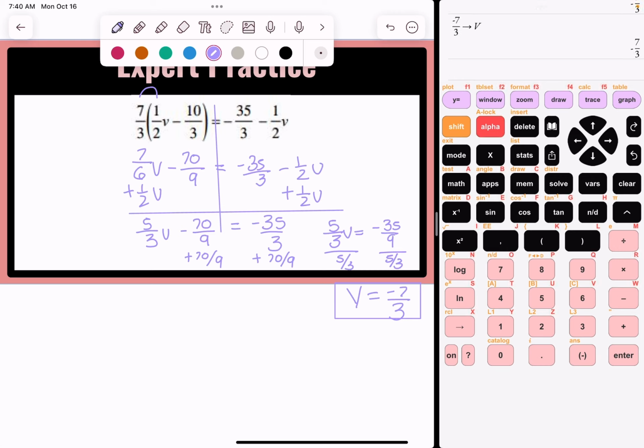Okay, now I can type in the one side, 7 over 3, parentheses, 1/2 v minus 10 over 3. I get that on one side, and now let's look at what I get on the other side. In our calculator in school, you can just type both sides in, and then it will tell you true or false. They are both the same thing, so that is the correct answer.